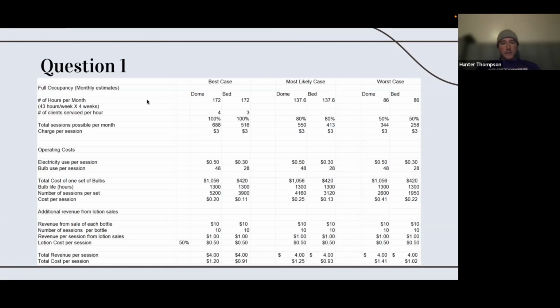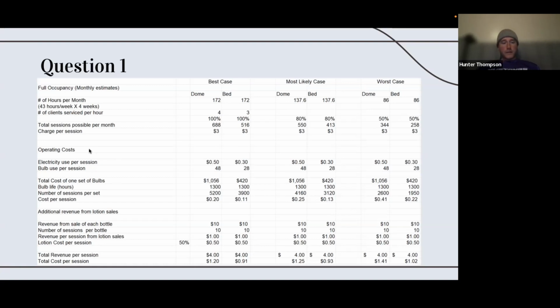So looking over this, we see with each case the hours per month. Obviously the best case is higher. We have 172, 137 for our most likely, and 86 for our worst case. And then down here we see our client service per hour, as well as the possible sessions per month and how much we charge for each session, which ended up being $3. And we see the percentages like we asked about here: 100%, 80%, and 50% for each case.